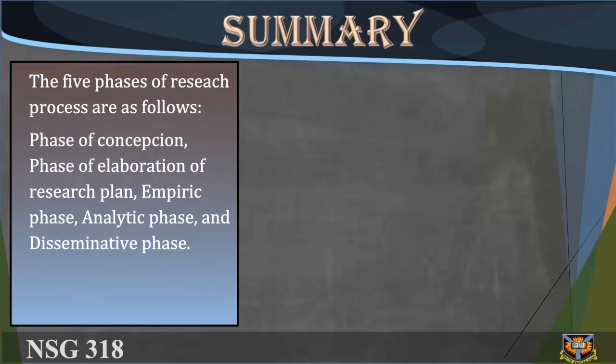The 5 phases of the research process are as follows: phase of conception, phase of elaboration of the research plan, empiric phase, analytic phase, and disseminative phase. With this, we've come to the end of study section 2.